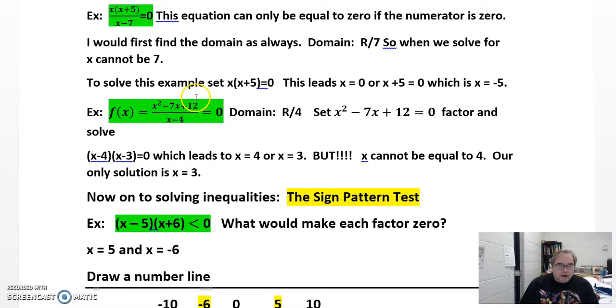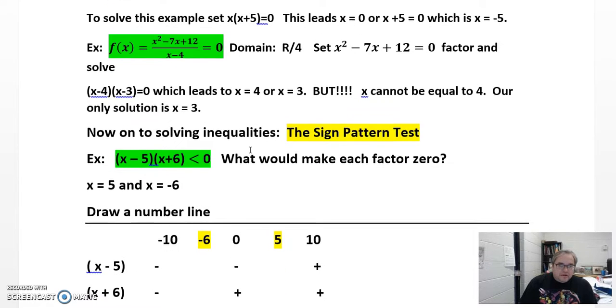And since neither of those are 7, they're both solutions. Next one I have here is a little more complicated on top, and that's what's going to happen for you many times. I have to factor the numerator, but before I do, a quick check on my domain. My domain here is all real numbers except 4. When I factor that numerator, x minus 4, x minus 3, and that leads to x equals 4, x equals 3. But again, when I check these against my domain, 4 can't be a solution. So the only solution I have is x equals 3. So that's solving rational equations. You set the numerator equal to 0, check your domain, and that's about it.